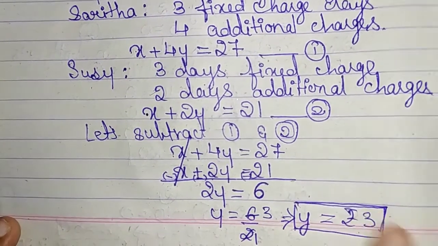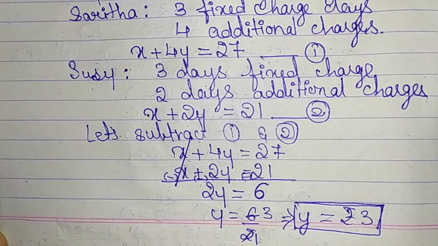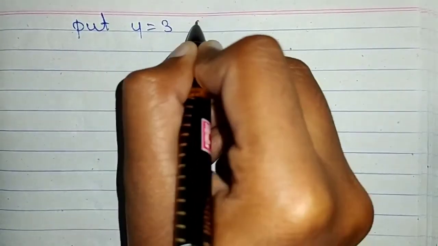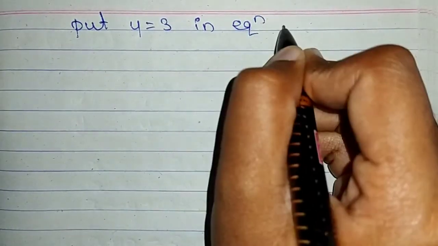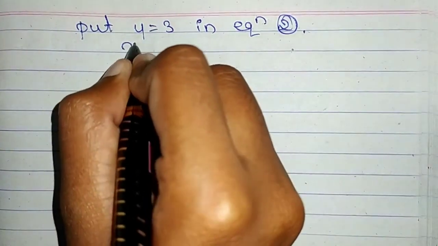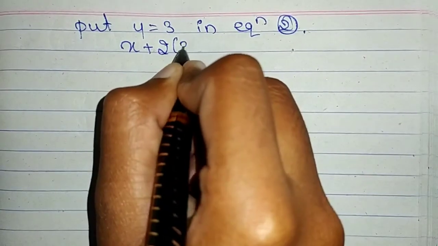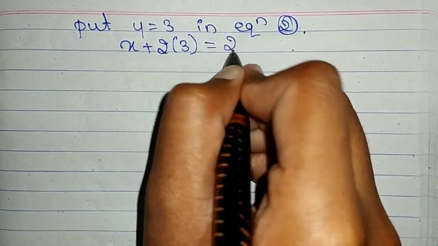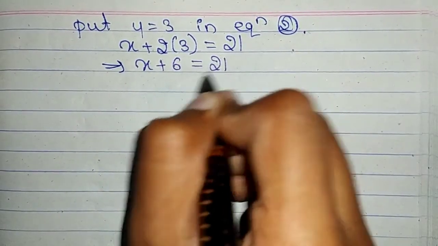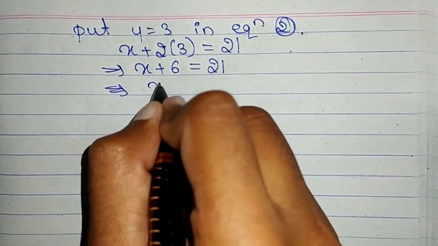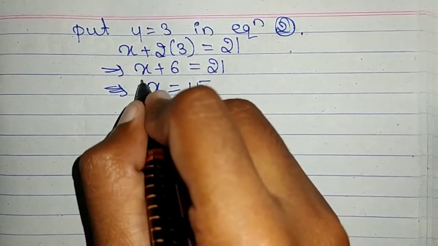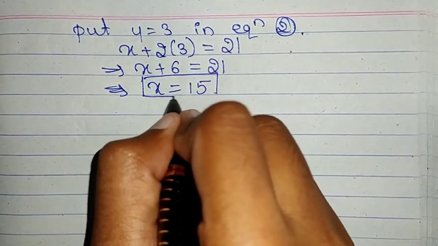And now to find the fixed charge, put y = 3 in either of the equations. I am going to put it in equation 2. So we get x + 2 into 3, because x + 2y = 21. So this implies x + 6 = 21. And this implies x = 21 minus 6, that is 15. So x is rupees 15 for the first 3 days.